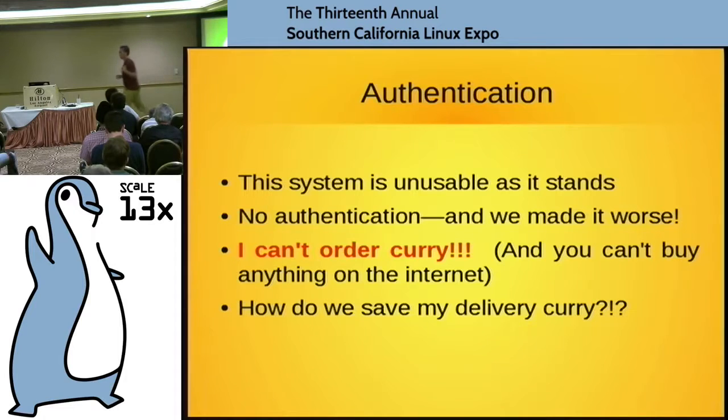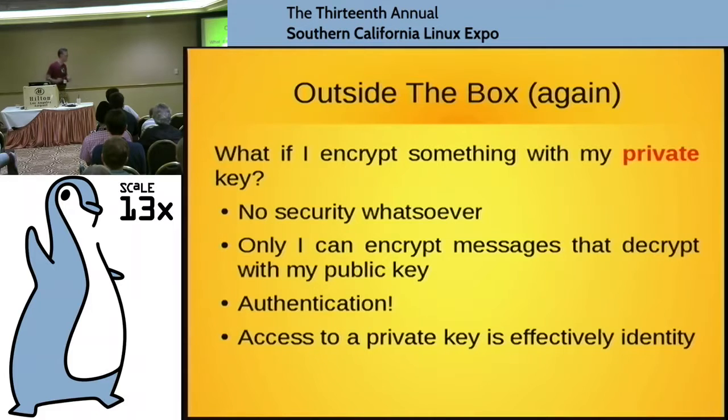So one more time, we have to save my delivery curry, yes? So we're going to go outside the box one more time. What if I did something crazy and I encrypted something with my private key? Well, I get no security whatsoever. Everyone in the world can decrypt it because I gave it away. But here's the funny thing. Only I can make such messages because only I have the private key, yes? And that's what we want from authentication, which makes one of my final points. The effective notion of identity for cryptography is actually access to a private key. That's the only notion there is. All right? So now I can protect my curry.